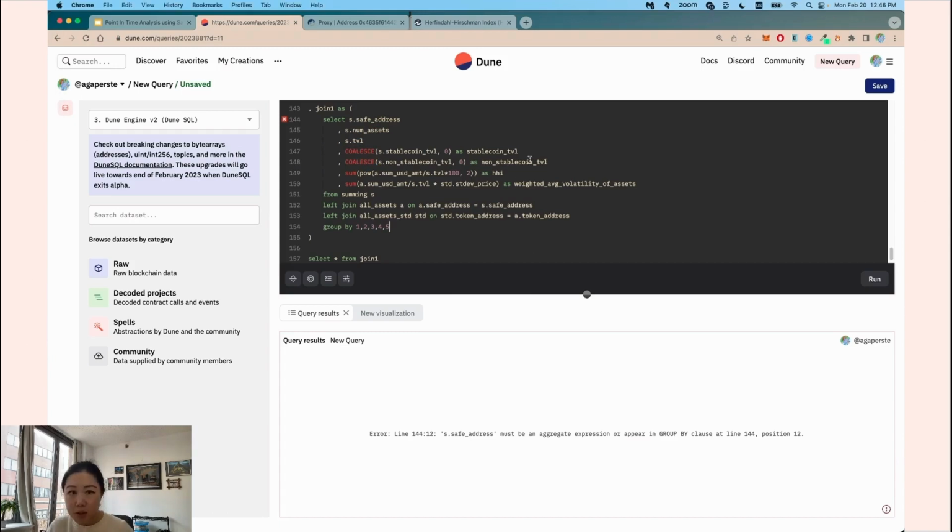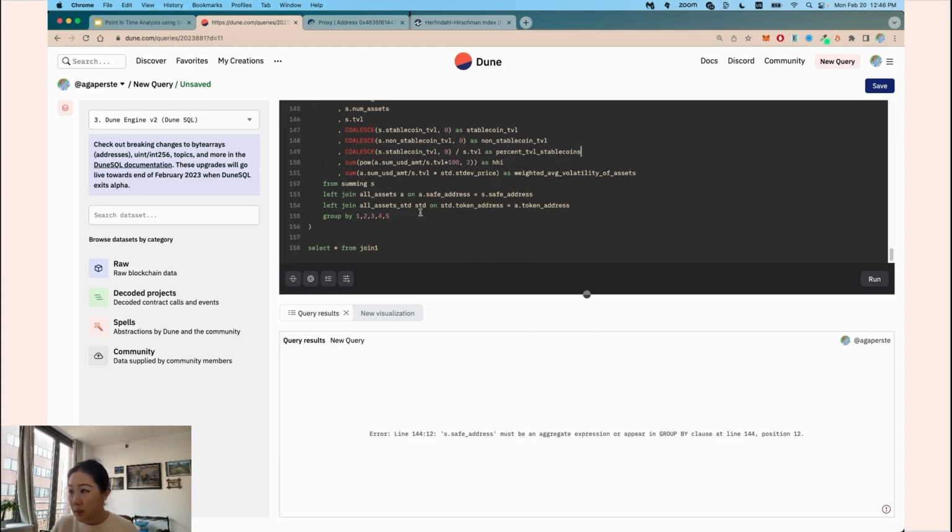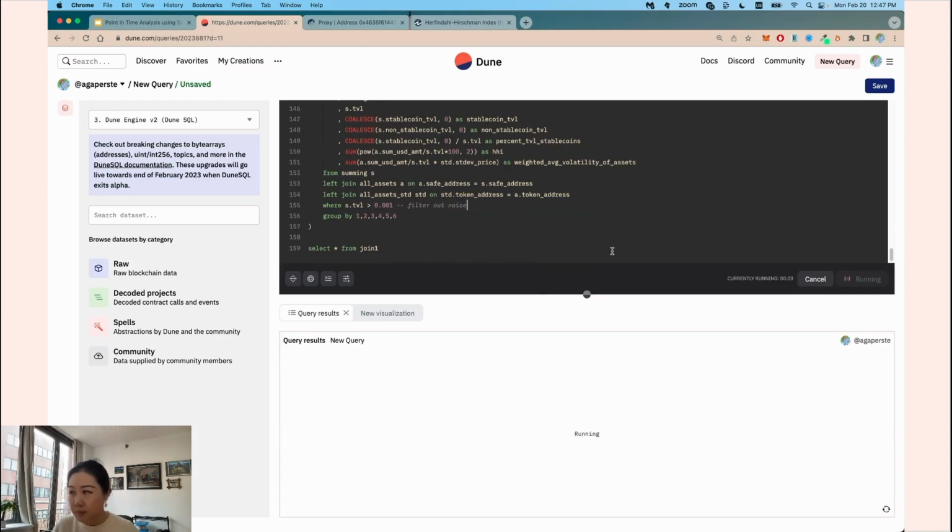Actually, one more thing, we want to get the percent of stable coins as well. Let's do that. This divided by the s.tvl would be the percent TVL in stable coins, because that's what we said we would do. Okay, one last thing, we are going to filter noise out. So we're going to say, unless you have 1 cent in your safe, we don't care about you. We are filtering out the noise. Then we're going to let it run.